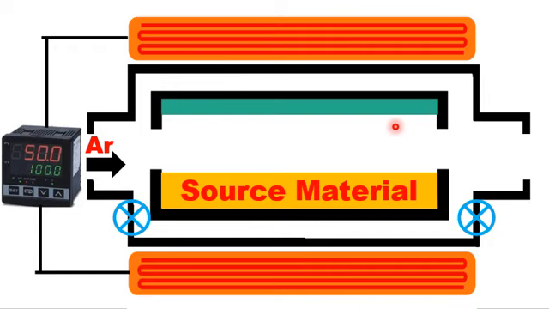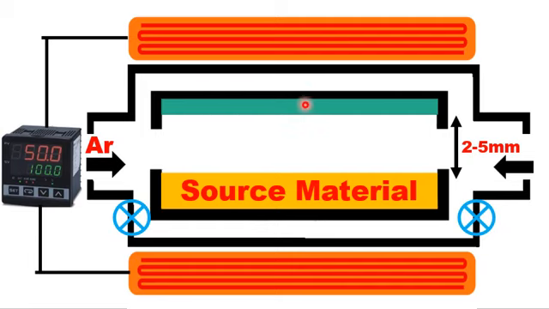However, the key feature of the closed space sublimation apparatus is the distance between the source material and the substrate material. So the distance between source and substrate material is around 1 to 3 millimeters, but in most cases it is around 2 to 5 millimeters. Okay, so the 2 to 5 millimeters represents the distance between the source and the substrate.